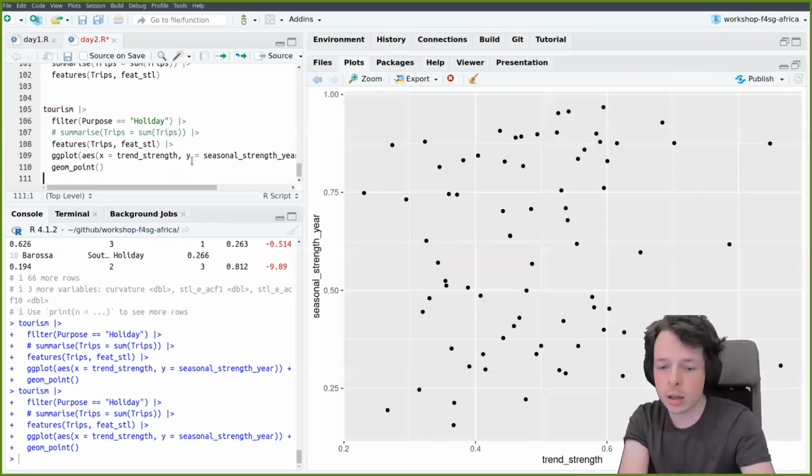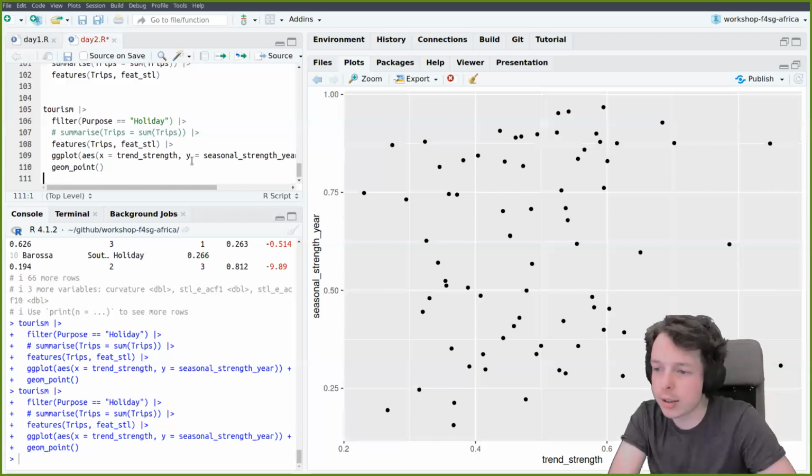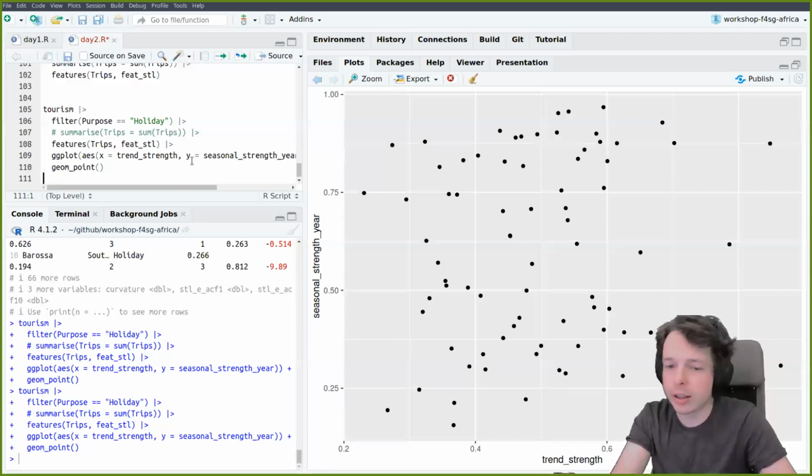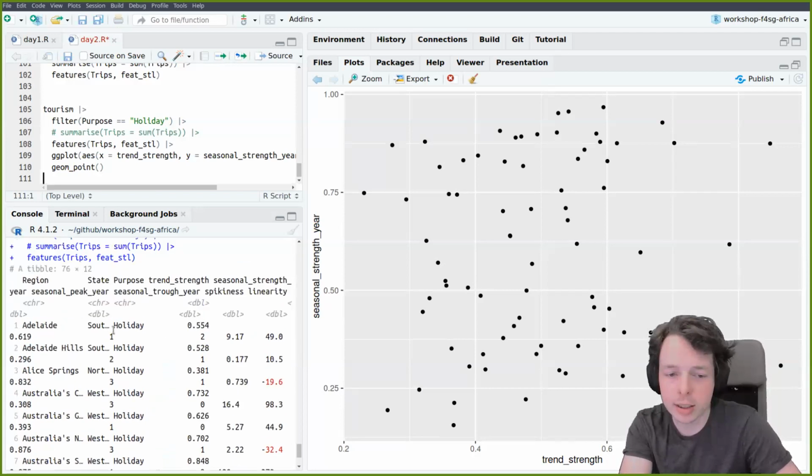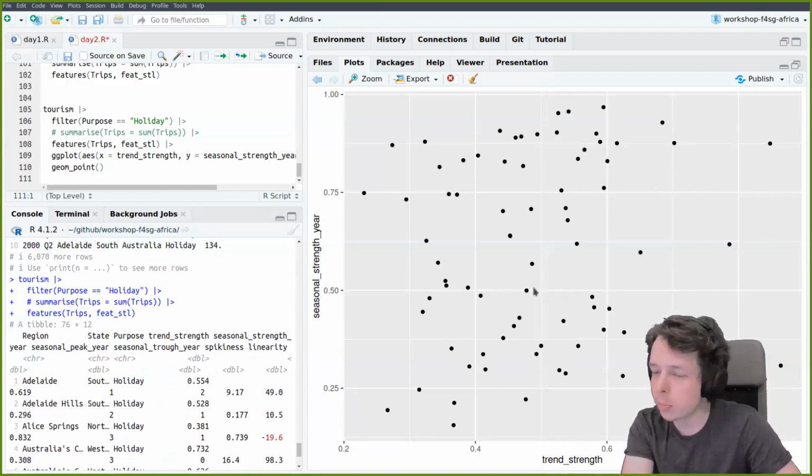And what I get is a summary of the trend and seasonal strength in this data set. It looks like a lot of clouds of points, but each of these points represents an entire time series that I have in the data set. And in fact, I have 76 different points on this plot because I have 76 time series.